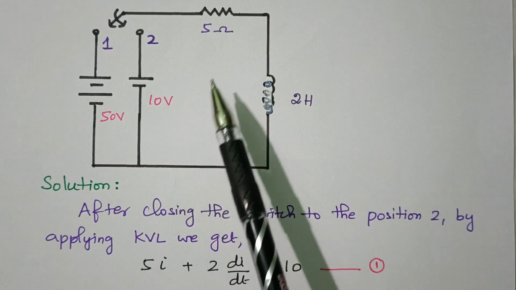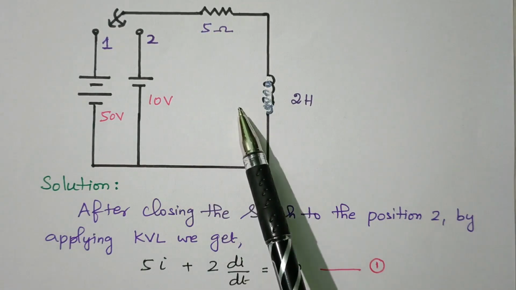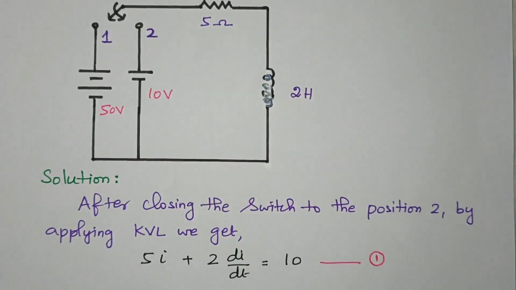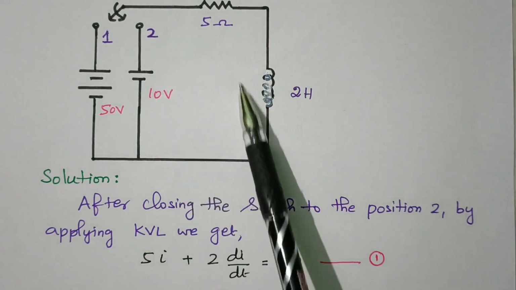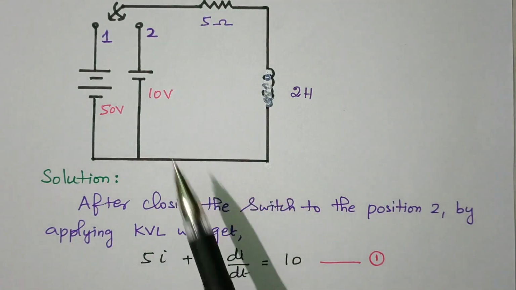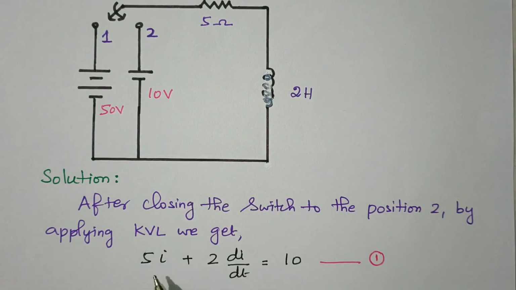Voltage rise is 10 volts. Voltage drop is the voltage drop across resistor and inductor. So based on that, we can write this equation. The current flowing through the circuit is i. So 10 volts equal to voltage drop across resistor, V equal to i into R, R is 5 ohm, so 5i, and the drop across inductor is 2 di by dt. That is equal to 10. So equation number 1. So we are applying Kirchhoff's voltage law, that is voltage rise equal to voltage drop across resistor and inductor.